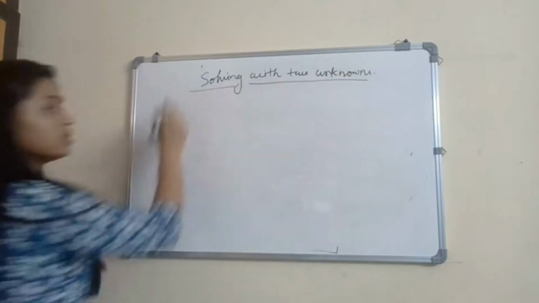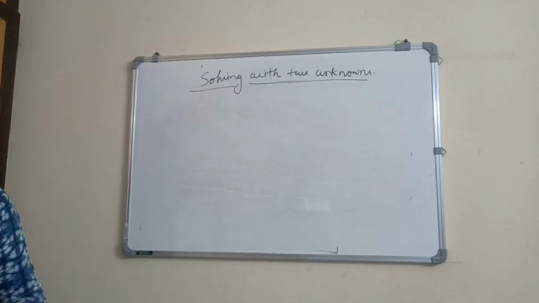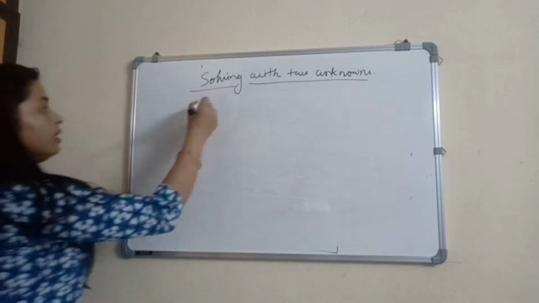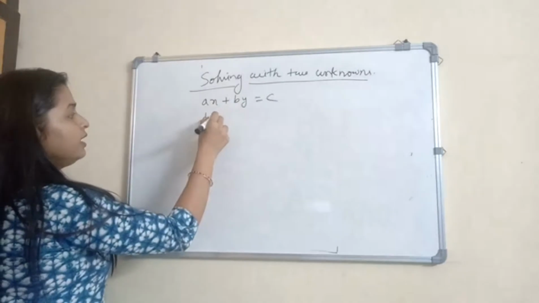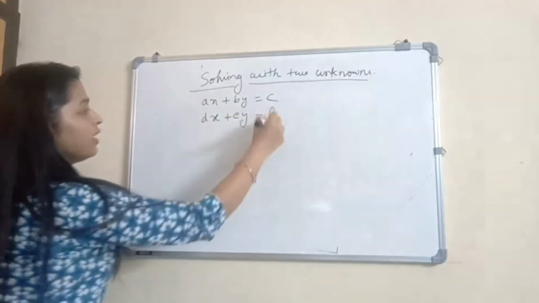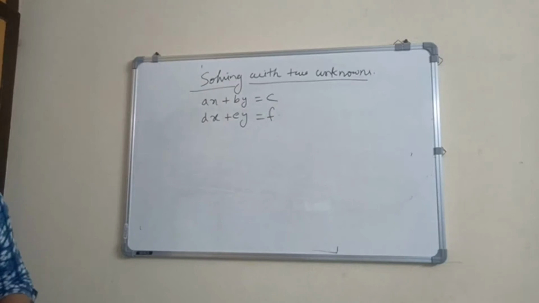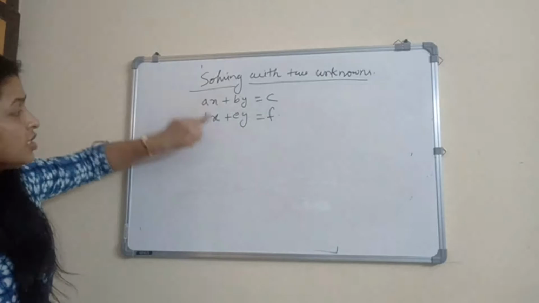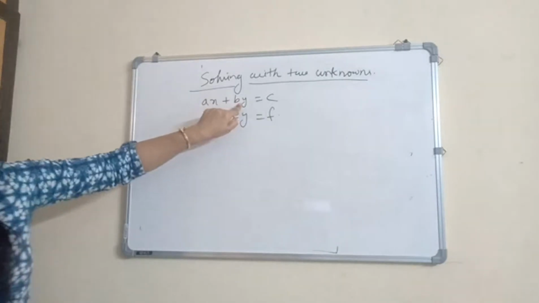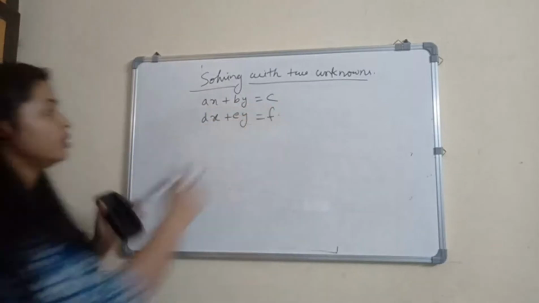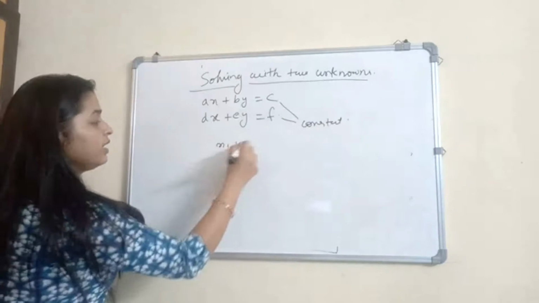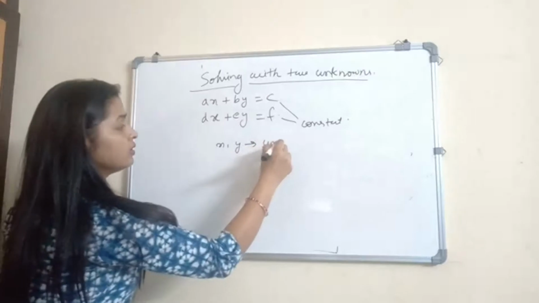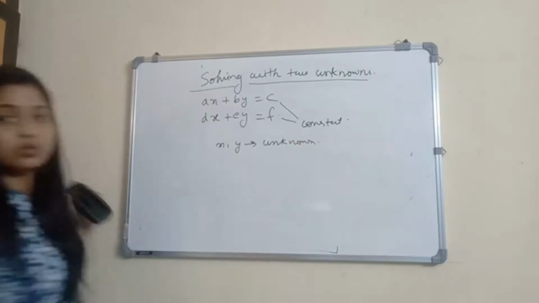Now, solve these equations with two unknown values. Let's take an example. I have ax plus by equals c, dx plus ey equals f. Here x and y are the unknowns in each equation, and c and f are both constants. These are the constants. They can't vary. x and y are unknown, which we need to find.